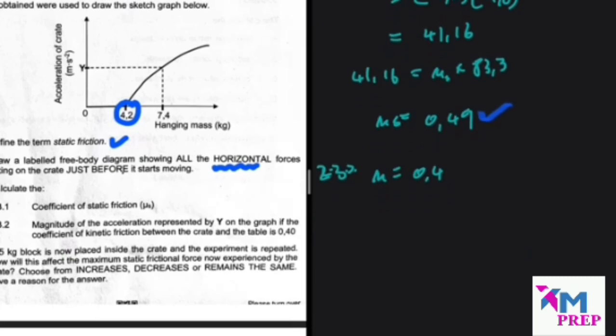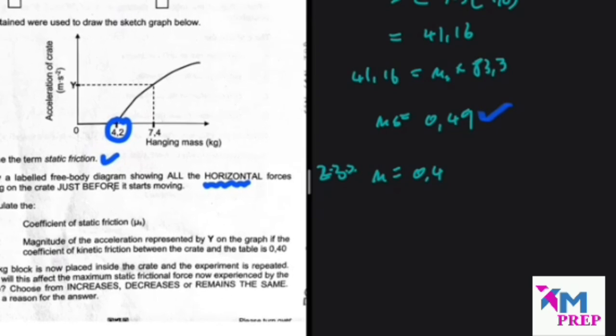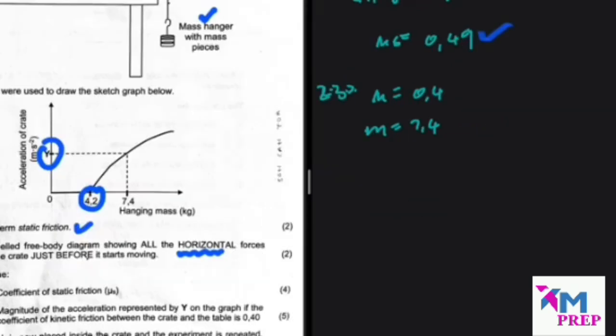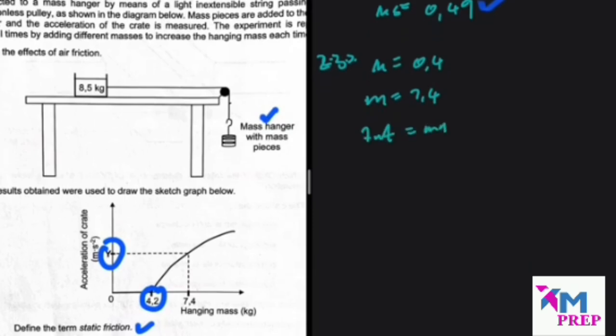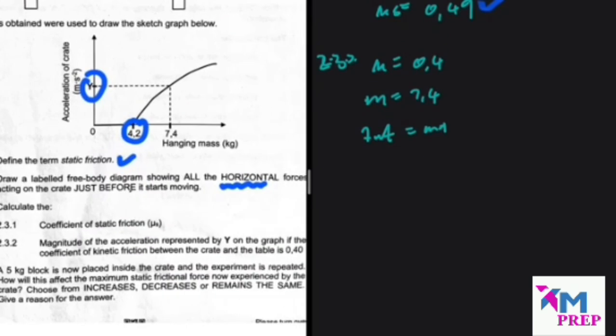So there we go. We have the coefficient of kinetic friction, and then what else do we have? We are looking for the acceleration at y. So we do have the hanging mass, right? The hanging mass is equal to 7.4. Let's concentrate on the crate. If we concentrate on the crate, F net is equal to ma. We know that full well. And then the force that is pulling the crate is the tension minus the frictional force that opposes. And this is equal to ma, right?